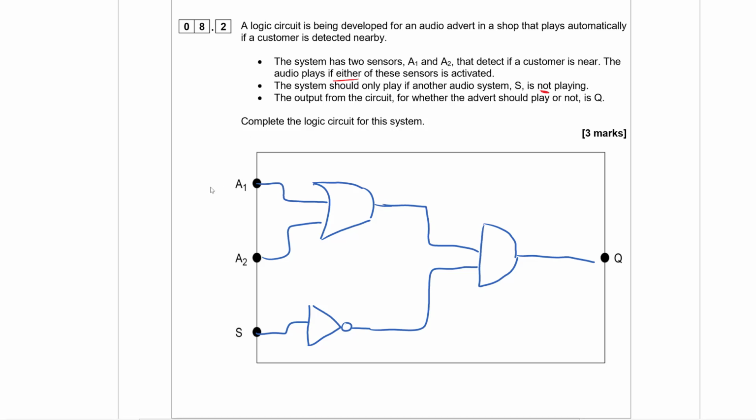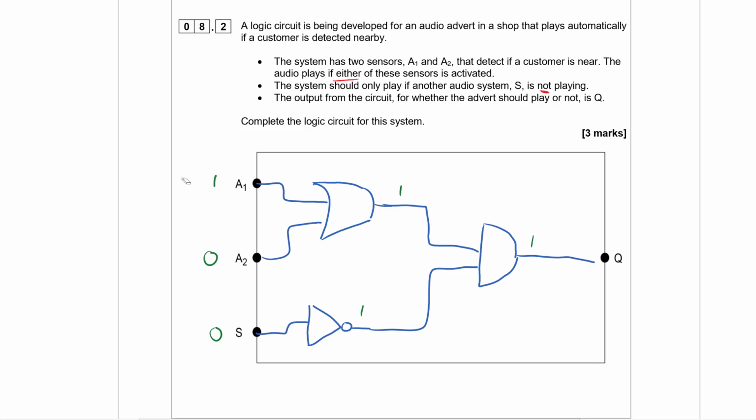So before I would move on, I would think about, does this fit the scenario? Okay, so A1 being a 1, A2 being a 0, let's say one sensor has been activated. Okay, 1 or 0 is 1. Let's say the audio system is not playing, so S will be 0 if it's not playing. Well, then NOT would turn it into 1, and now we've got 1 and 1, which would be 1, and so Q would play, so it would play the advert. Does that make sense? Yes, well if someone's near a sensor, it says they should play the advert.